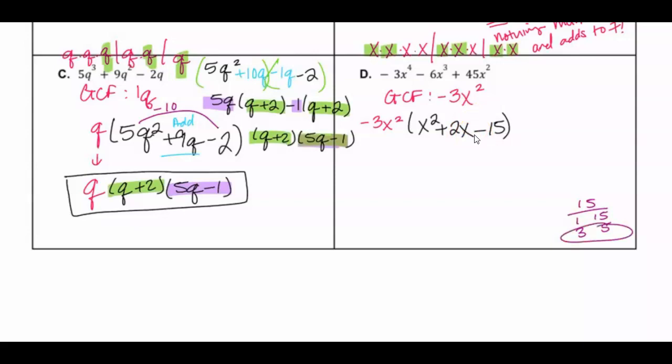So I'm going to rewrite my problem right here in the corner. X squared plus 2x minus 15, and hopefully you're writing small because of this. And since I want a negative 15, one of them has to be positive, one of them has to be negative. And since I want a positive 2, it has to be a negative 3. Negative 3 times 5 is negative 15. Negative 3 plus 5 is positive 2. So I'm going to change this to a negative 3x plus 5x, and then bring the rest of my problem down. So the minus 15 and the x squared.